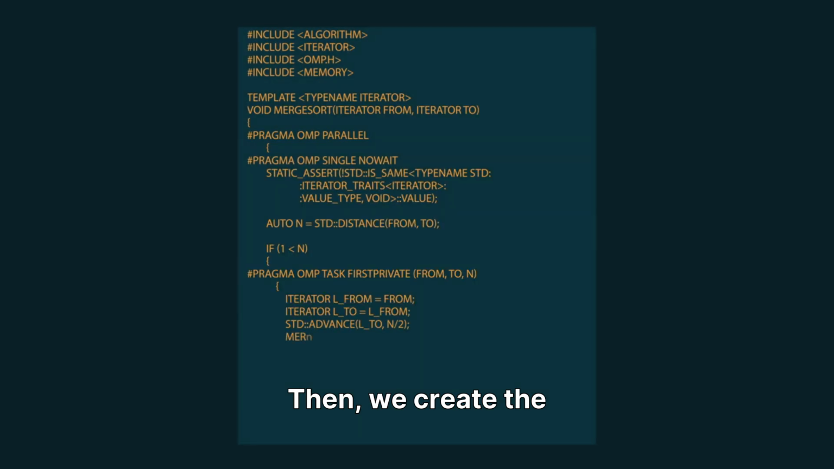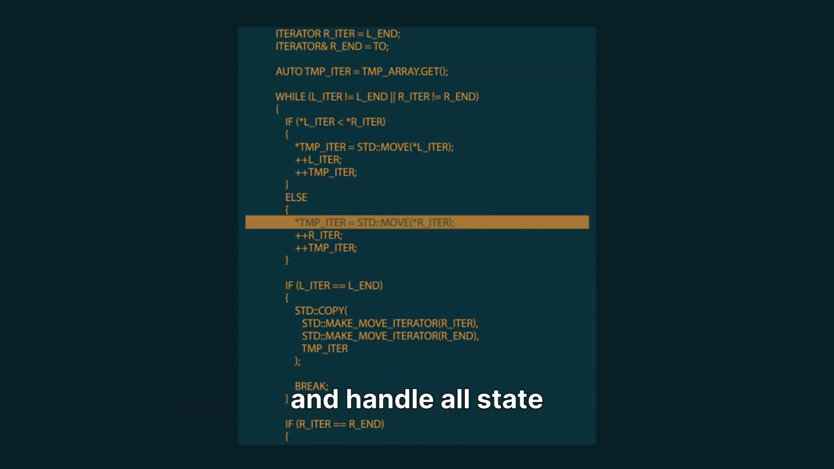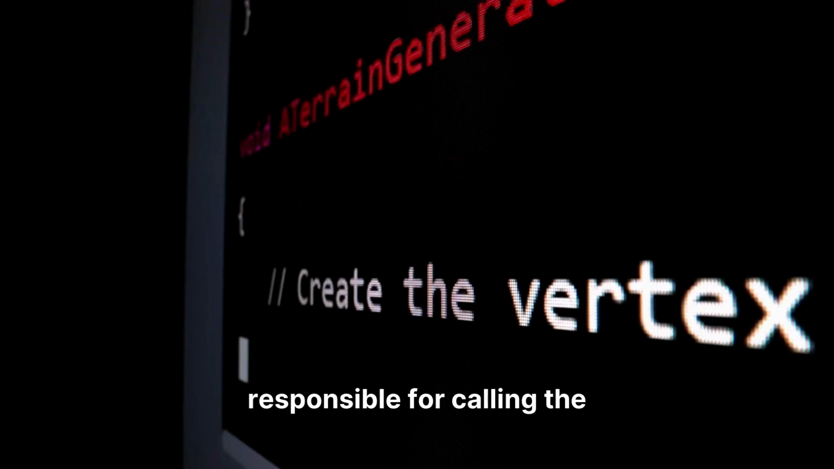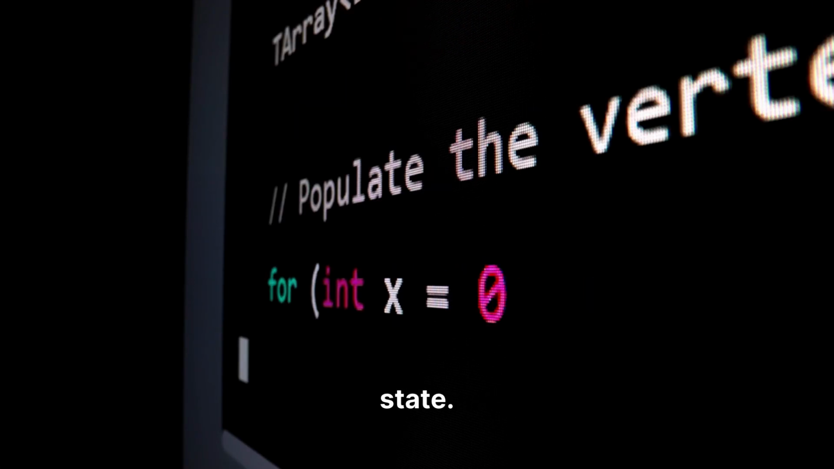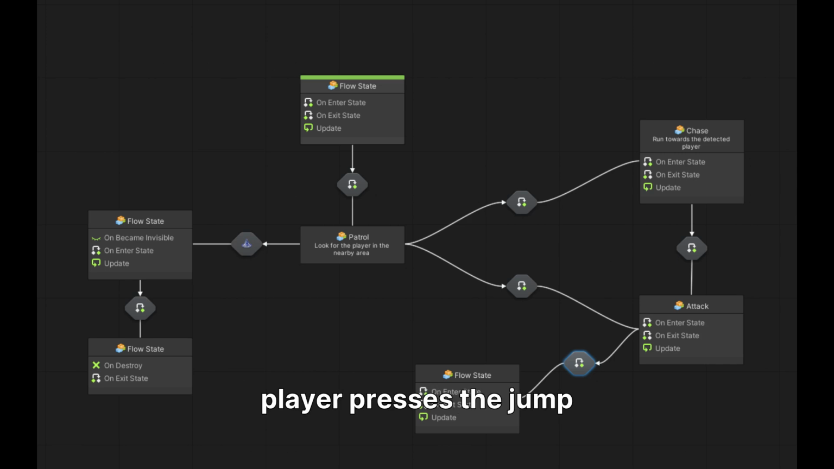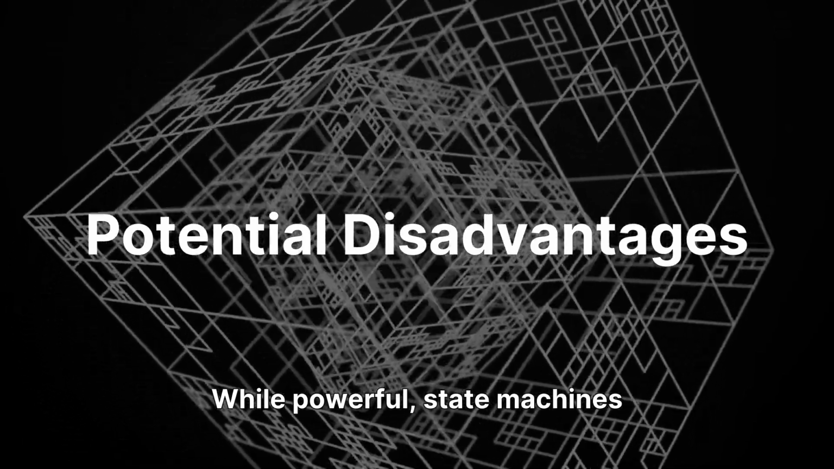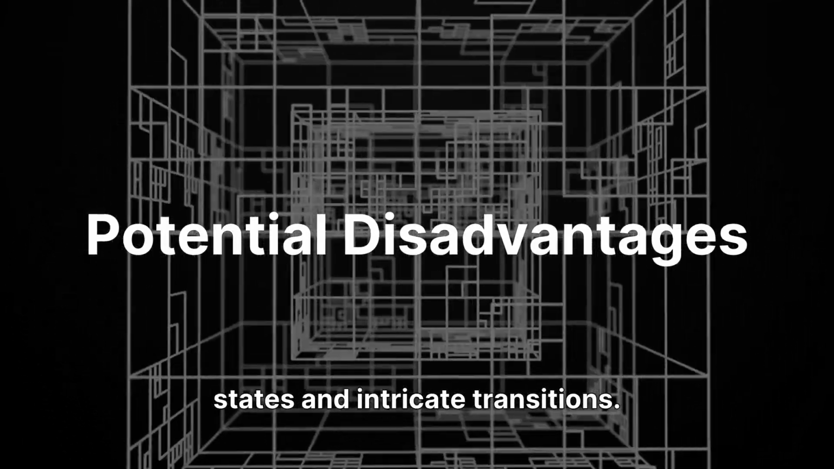Then, we create the player state machine class, which will manage the current state and handle all state transitions. This class will be responsible for calling the enter, update, and exit methods on the active state. Finally, we define the logic for transitioning between states based on game events or conditions. For example, if the player presses the jump button while in the idle state, the state machine transitions to the jump state.